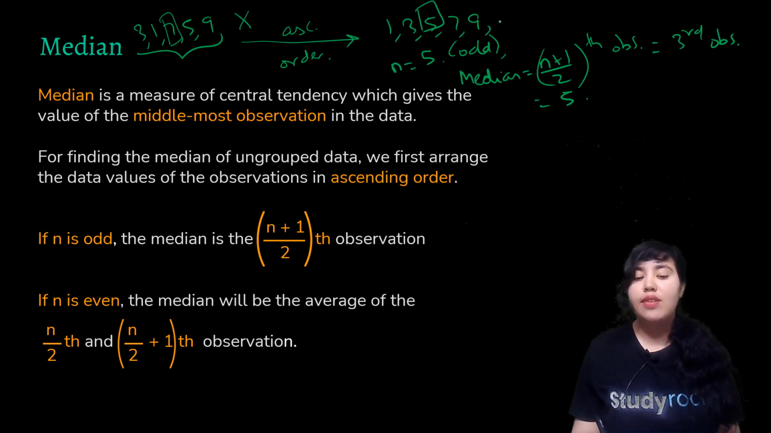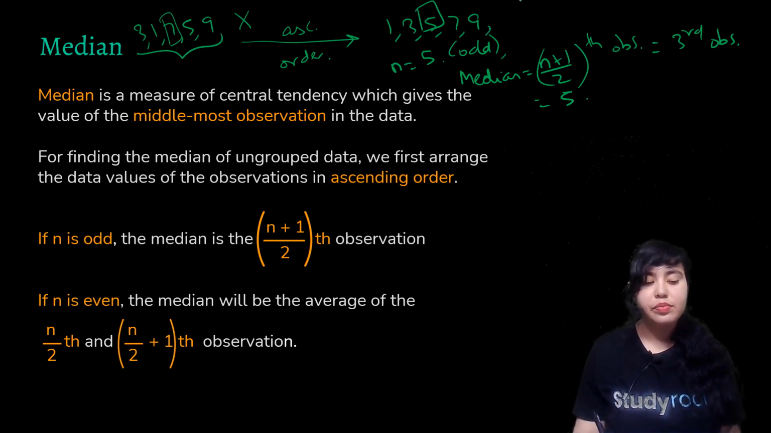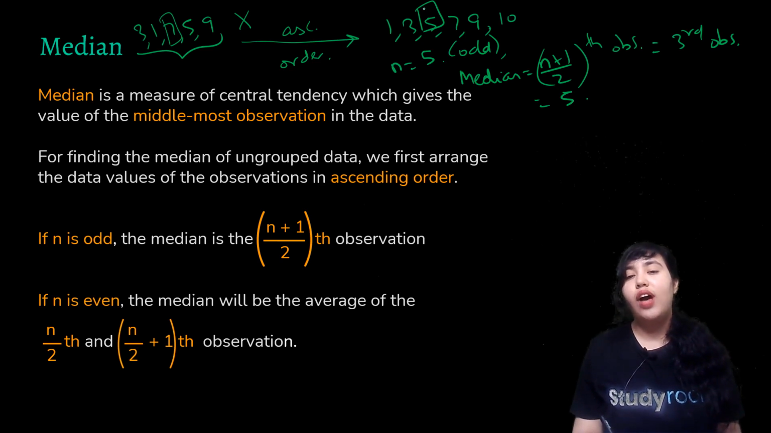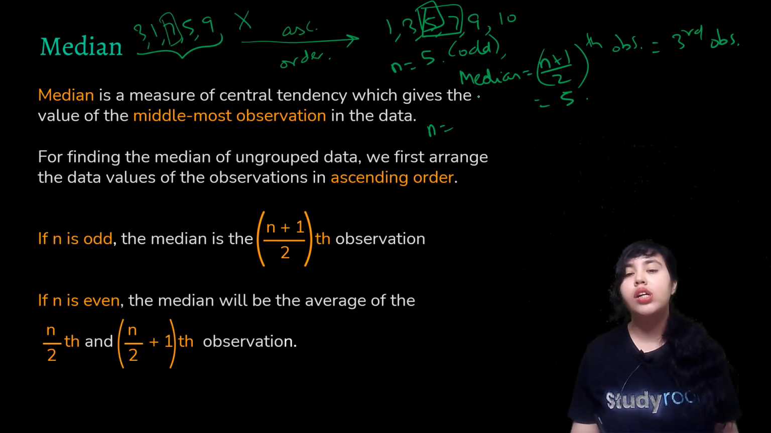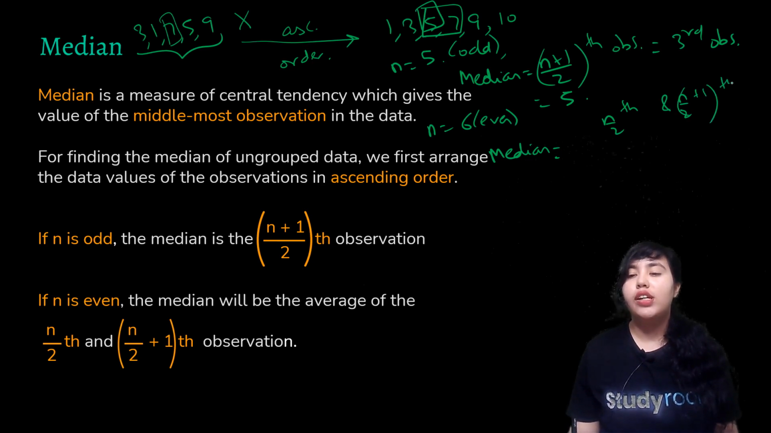Now here itself, if I add one more number, say 10, then you have these two observations in the middle. So what do you do now? You calculate n. This is already in ascending order. So n is 6 here, which is even. So now median will require the average of two terms: your n by 2th observation and (n by 2 plus 1)th observation. So what will be your n by 2th observation? That is 6 by 2, that is the third observation. And 3 plus 1, that is the 4th observation.